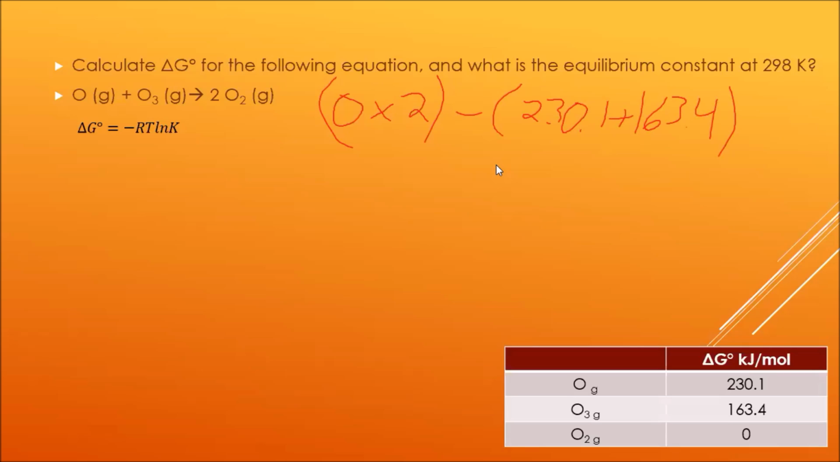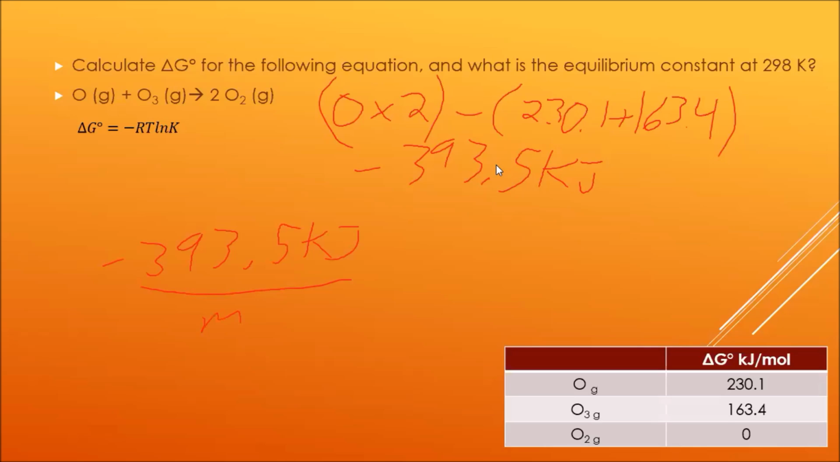So what does that mean? This reaction is spontaneous by negative 393.5 kilojoules. Now, what would the equilibrium be for this guy? So delta G is negative 393 kilojoules. So this is the hard part. You have to watch your units. This is kilojoules per mole.